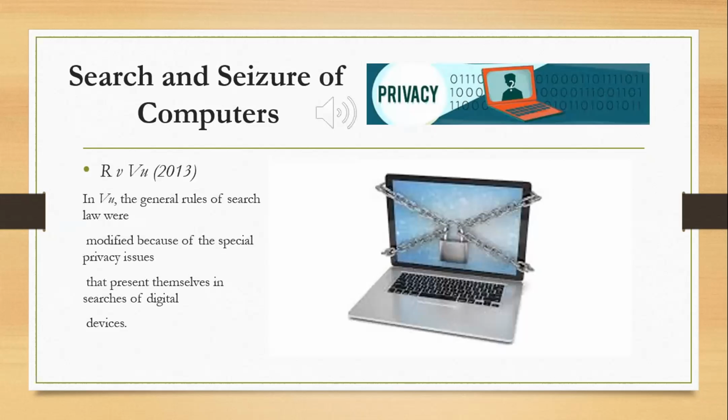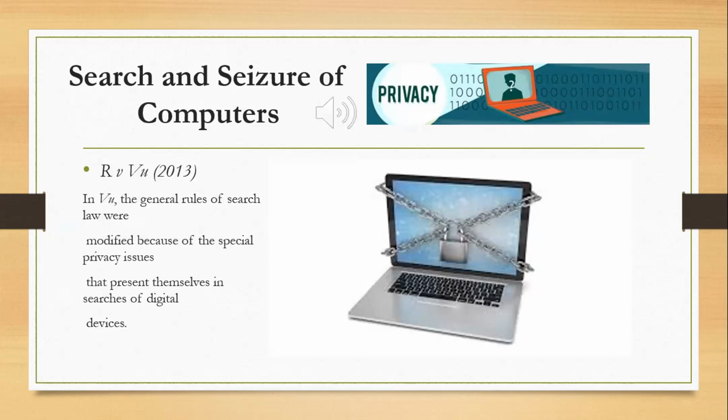Search and seizure of computers. The 2013 case of Vu. This case concerns the search of a computer found in a house that the police were searching with a search warrant. The issue before the Supreme Court of Canada was whether the search warrant that authorized the search of a location was sufficient to authorize a search of a computer found in that location.